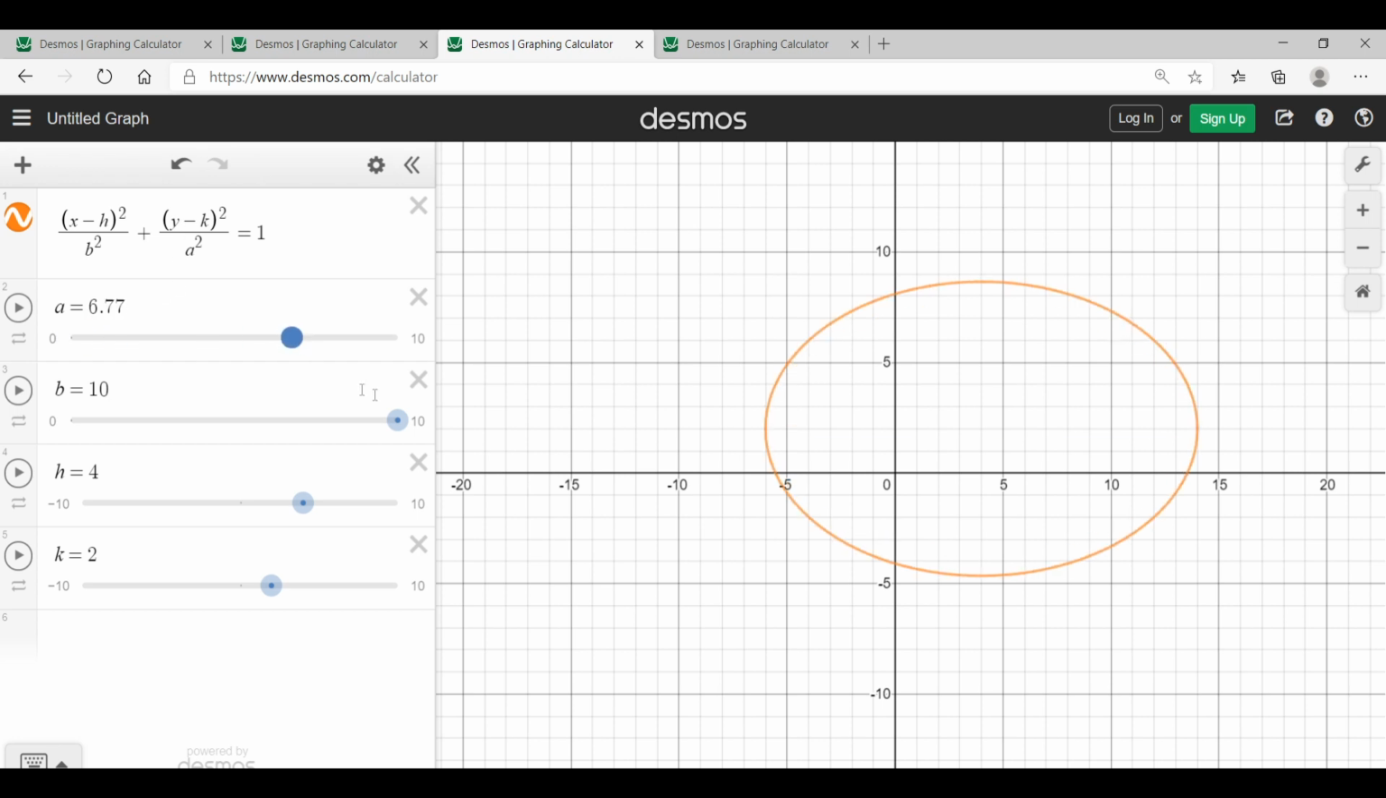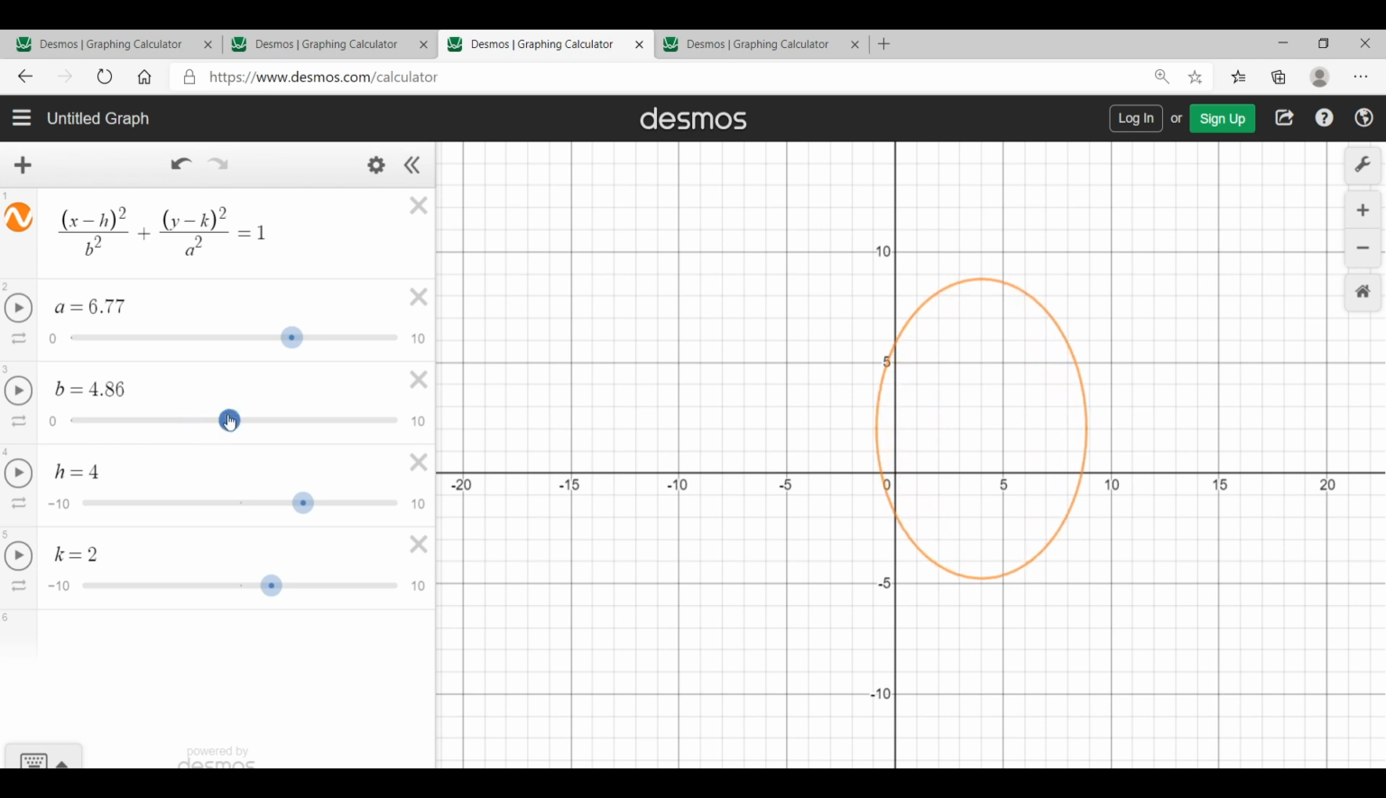Same with when b is 0. When b is 0, that means there's no graph for the ellipse, because this portion here of the equation becomes undefined. So a and b must be something else aside from 0. It cannot be 0, because it will make the equation undefined. So if a and b are not 0, then it becomes an ellipse.